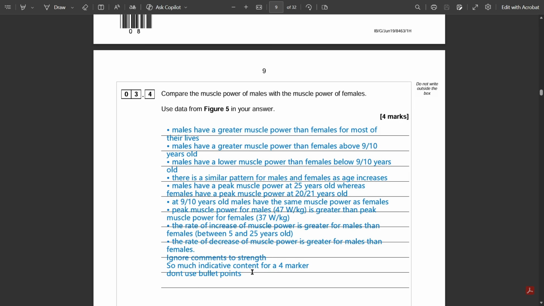I've used bullet points just to show you all the indicative content. Don't actually use bullet points. This is just to show you all the things you could include in a well-structured answer.